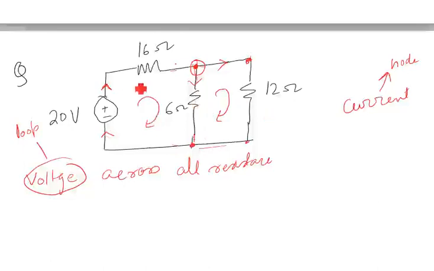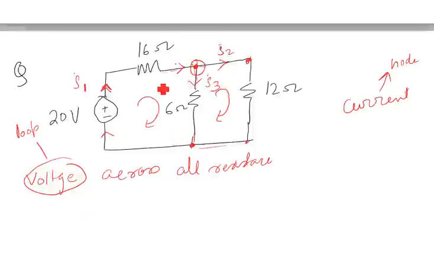So let us assume the current coming from here is I1. I1 is coming out from here, I am just assuming. Now at this point, two new currents come out. So I am assuming that this is I2 and this is I3.